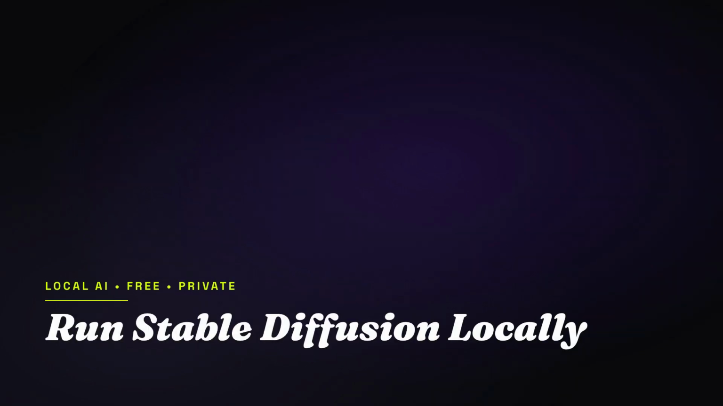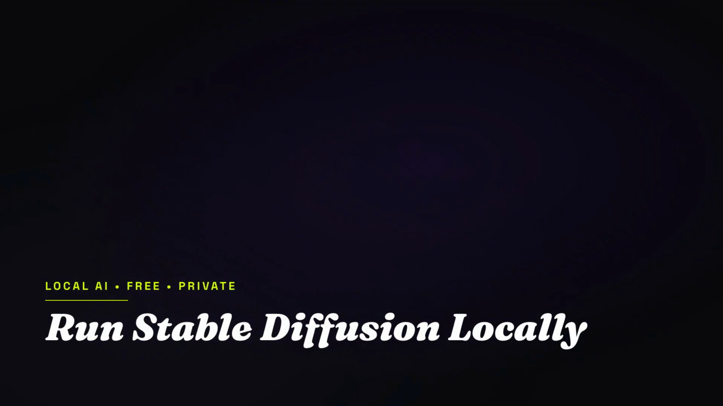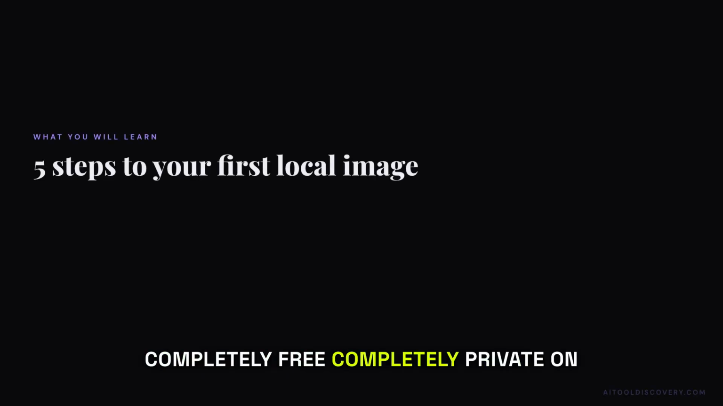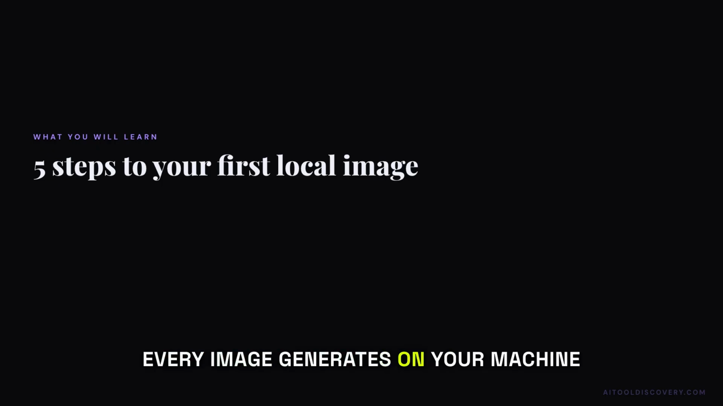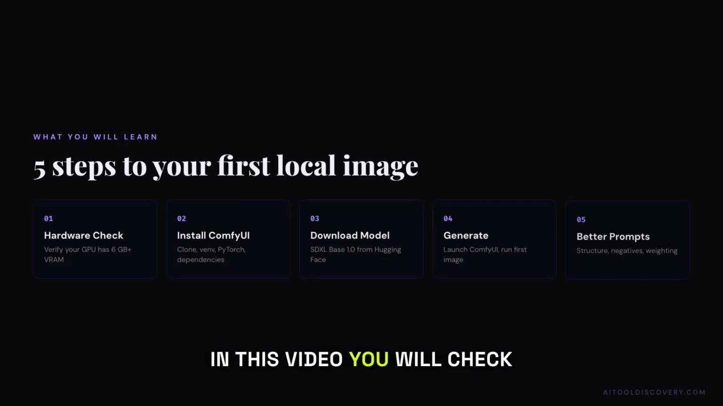Running Stable Diffusion locally means unlimited AI image generation, completely free, completely private, on your own hardware. No subscriptions, no content filters, no API costs. Every image generates on your machine. In this video, you will check if your GPU can handle it, install ComfyUI, download your first model, and generate your first image, all in under 45 minutes.